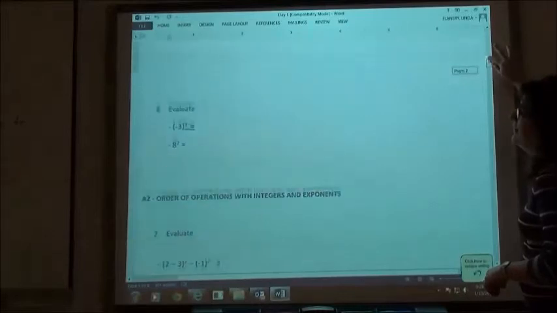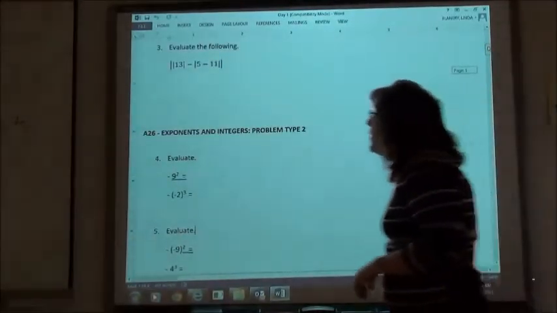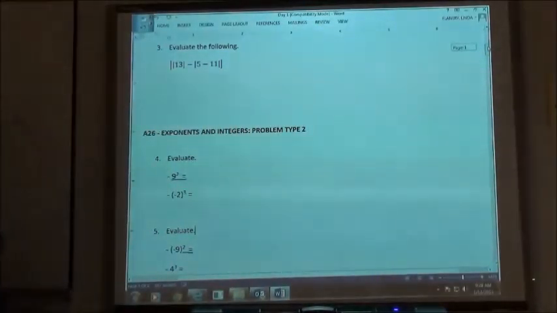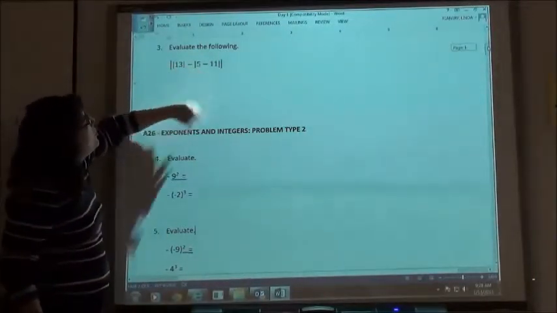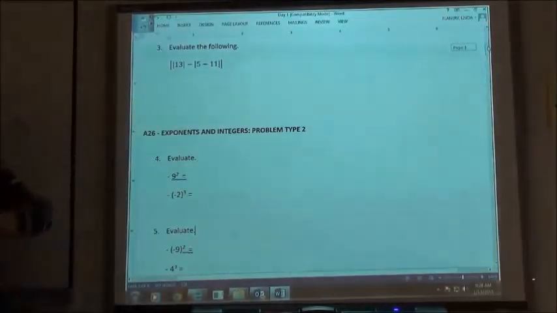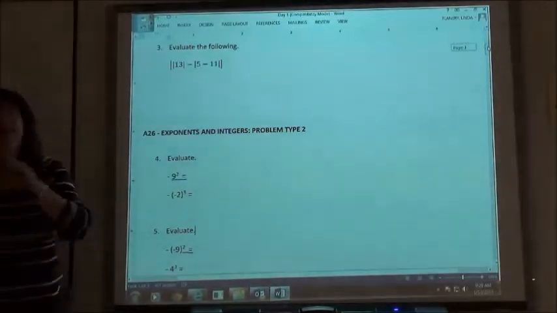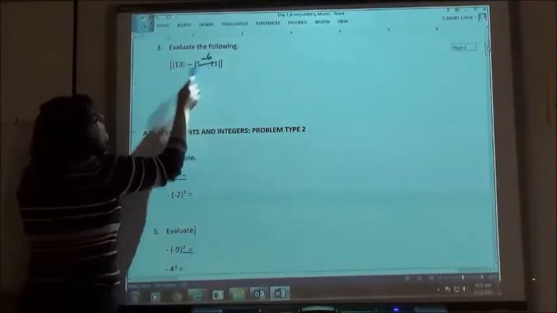Alrighty, hopping all over on me. The third one then. This one has the extra set of absolute values way on the outside, so I know my answer on this one's going to end up being positive. But I follow the same steps. I'm going to start from the middle and work my way out, so I'm going to do 5 minus 11 first. 5 minus 11 would be -6. And then I'm going to do those inside absolute values.